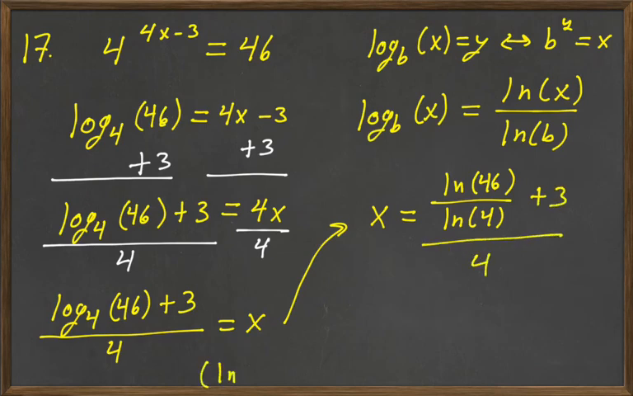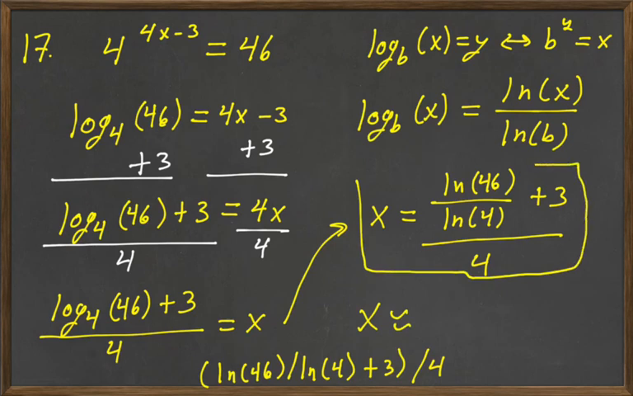If you want to put this in your calculator, you're going to need a parentheses for the entirety of the numerator, so parentheses, the natural log of 46, close that parentheses, divided by the natural log of 4, and close that parentheses, and then plus 3. Then we need to close the parentheses for the numerator, and then divide it by 4. When we put that into our calculator, we're going to get approximately 1.4404.